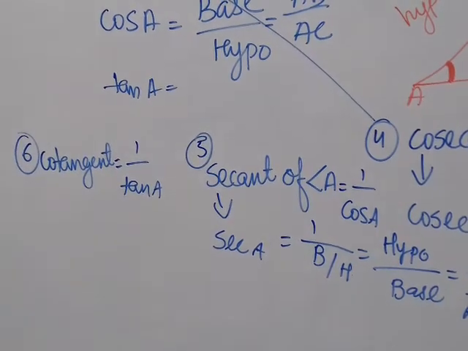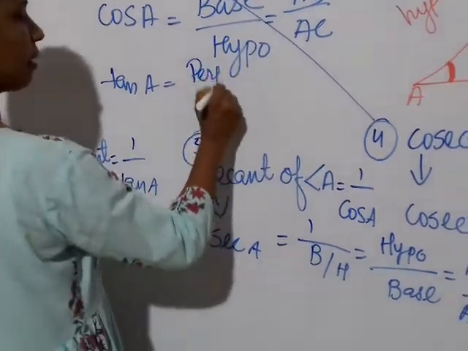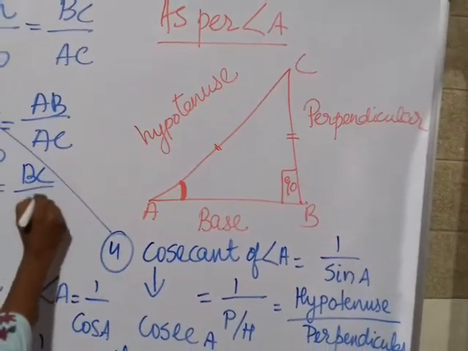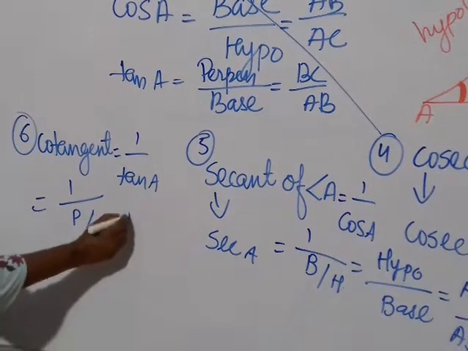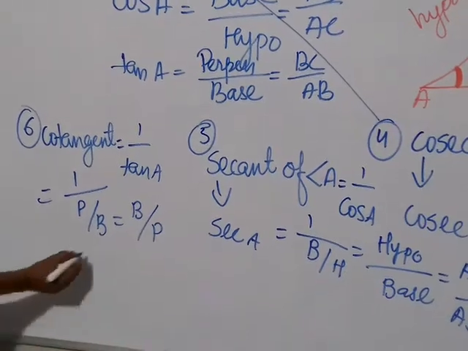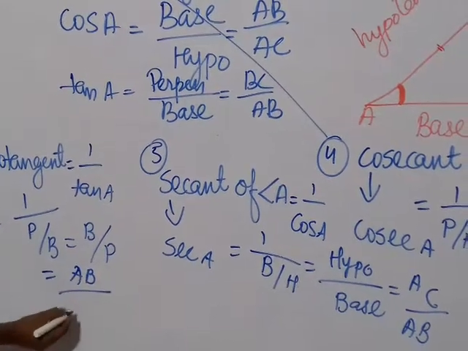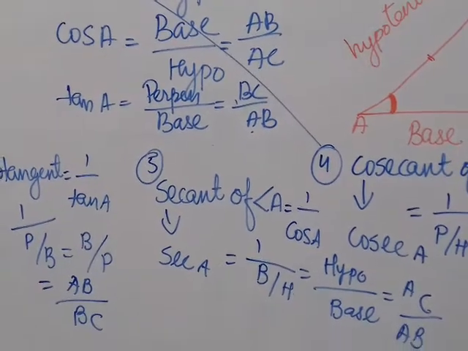Tan A is equal to, what is that? Perpendicular by base. What is the perpendicular here? BC, and the base is AB. So 1 by tan A is 1 divided by P by B, that is equal to B by P. Base by perpendicular. That is, what is the base? AB divided by BC. Here BC by AB, here AB by BC.